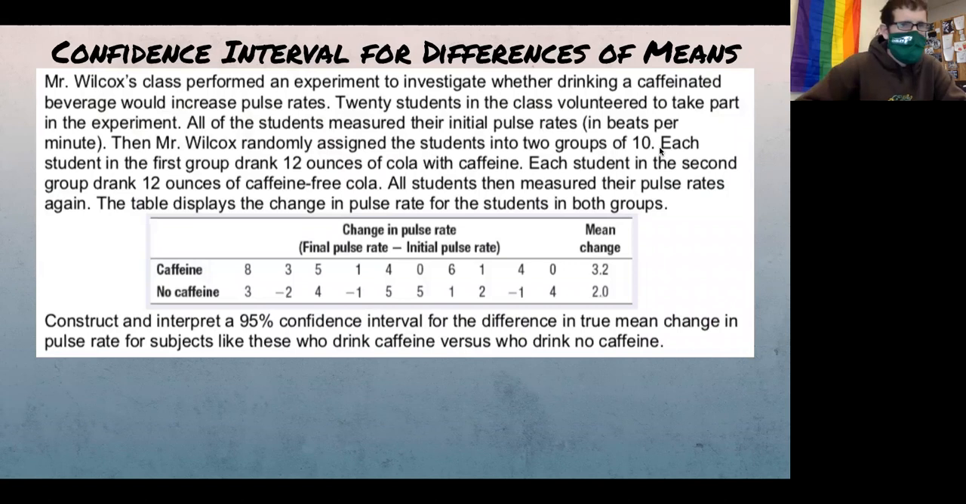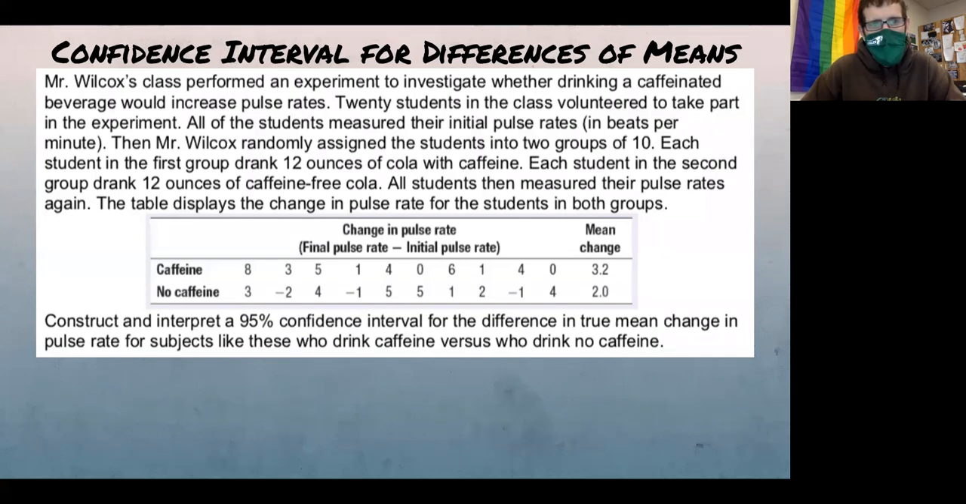Here is the situation. Mr. Wilcox's class performed an experiment to investigate whether drinking a caffeinated beverage would increase pulse rate. 20 students in the class volunteered to take part in the experiment. All of the students measured their initial pulse rates in beats per minute. Then Mr. Wilcox randomly assigned the students into two groups of 10. Each student in the first group drank 12 ounces of cola with caffeine. Each student in the second group drank 12 ounces of caffeine-free cola. All the students then measured their pulse rates again. The table displays the change in pulse rates for the students in both groups. And there it is. There's your data.